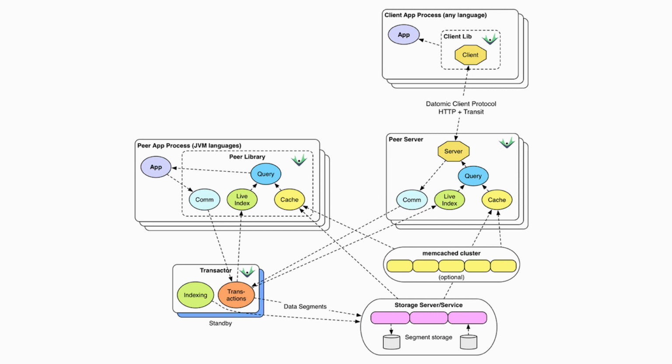Right? Transactors do not live with storage. Peers do not live with storage, but they're just as close, which is why they're called peers. Everybody has equal access to the underlying storage in the system. And peers come in two flavors.